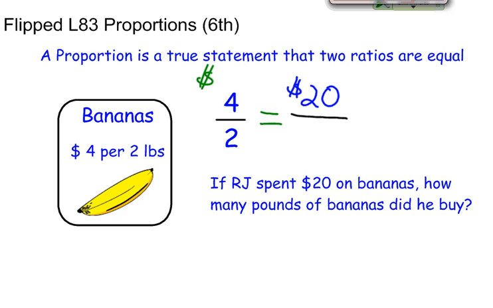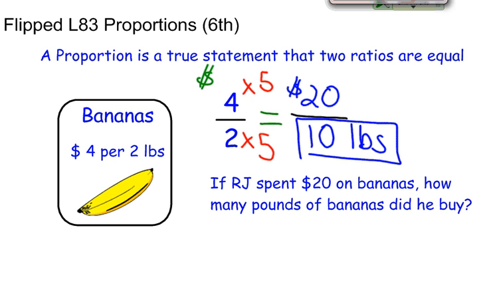And to do this, of course, we're going to say, okay, well, how does $4 become $20? And you're going to say, well, 4 times 5 equals $20. So if I do it to the top, I must do it to the bottom. And so 2 times 5 is going to give us an answer of 10. And so in the end, we discovered that $4 will give us 2 pounds and $20 will give us 10 pounds. And so we have a final answer of 10 pounds. And so we have an example of how a proportion can work.